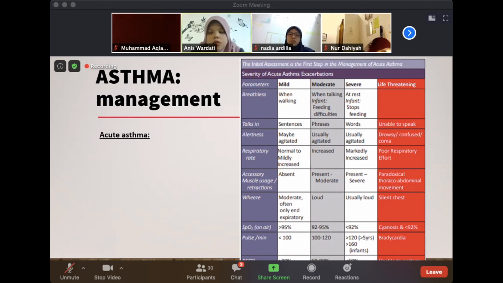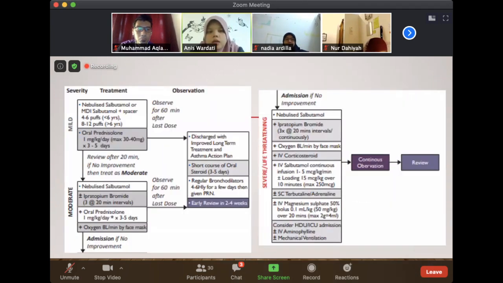And for the signs, we look for pulse oximetry and also the PEFR level. So based on these parameters, we classify them into the severity of the attack, and we will manage them according to this algorithm.